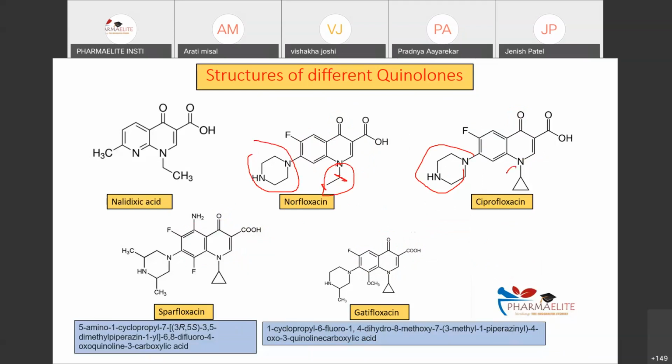While in case of your ciprofloxacin, it is a cyclopropyl ring. यहाँ पे ethyl group है, यहाँ पे cyclopropyl ring है. Sparfloxacin में same cyclopropyl group है, but ये piperidine अभी substituted हो गया. There are methyl, methyl groups. Same way you have your amino group which is differing over here.